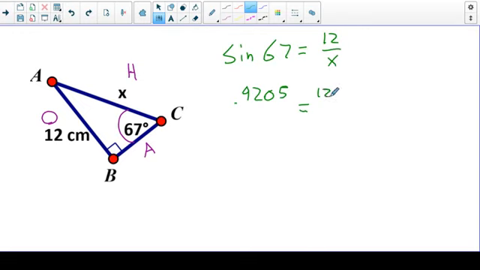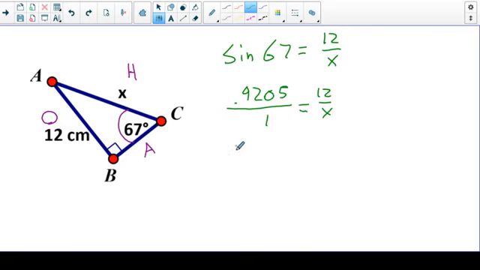I'll bring down the 12 over x. And I'm almost done here. I just need to solve for x. The easiest way to do this is to cross multiply. If I put this number over 1, because I could divide any number by 1 and it doesn't change the number, if I put this over 1, then I can cross multiply this.